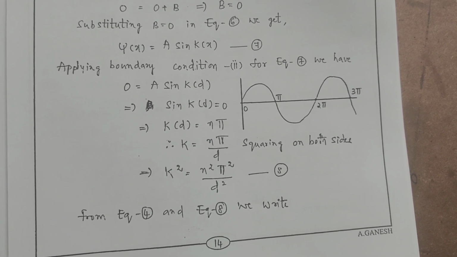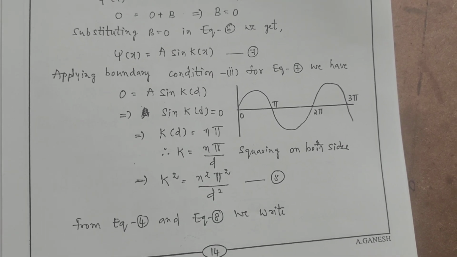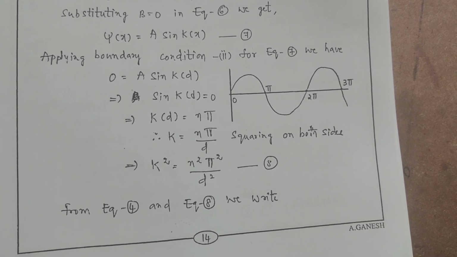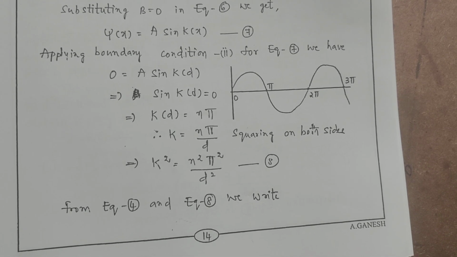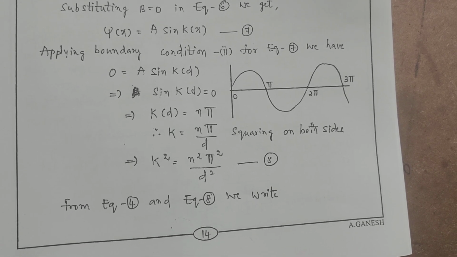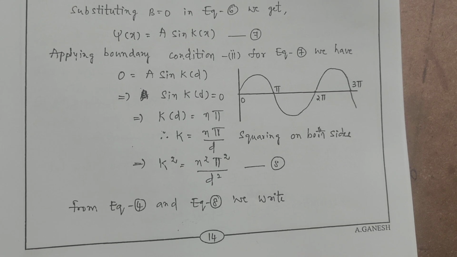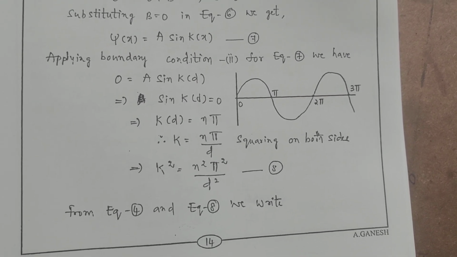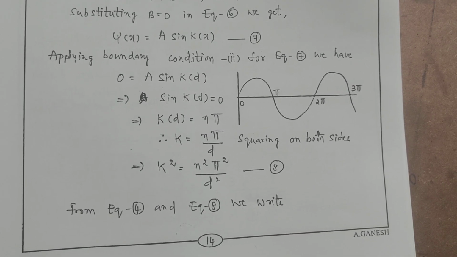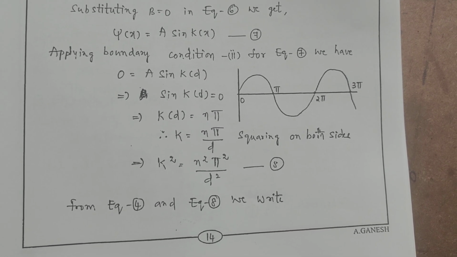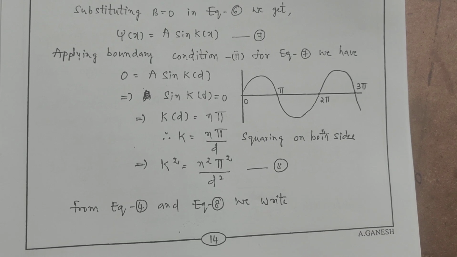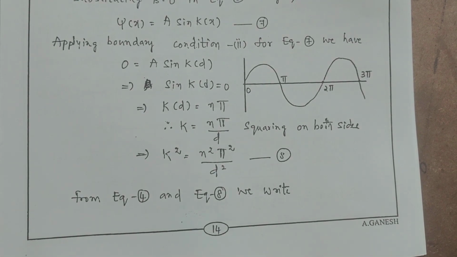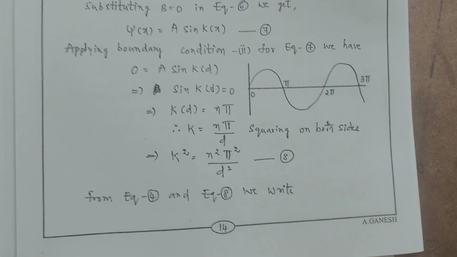So kd is also 0, and we are taking kd as n pi, according to the graph which is given here. So k is equal to n pi by d. We are taking this d from the left side to the right side. When it is multiplied on the left, it goes to the right as a divisor, and we are squaring both sides. When we square it, k square is equal to n square pi square by d square. This is equation number 8.